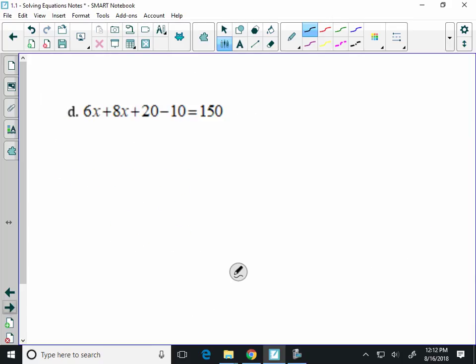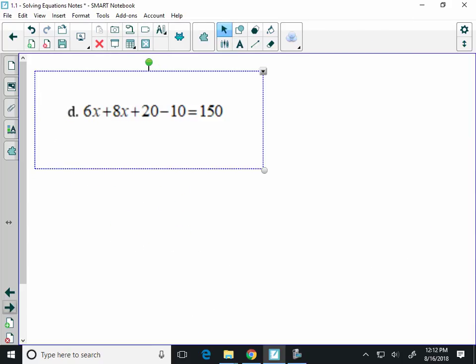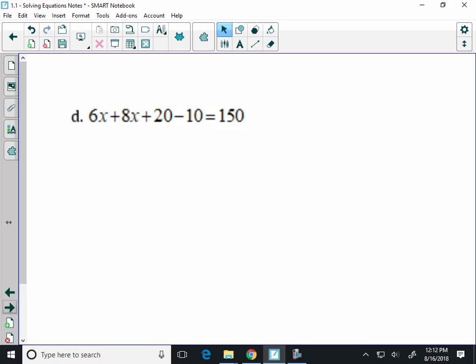If we take a look at D, again, we have more than one X. We have more than just one number. What do we need to do in D before we do anything else? MJ. Yeah, very good. We're going to combine our like terms. So we're going to combine everything that has an X together, and we're going to combine everything that is a number together.